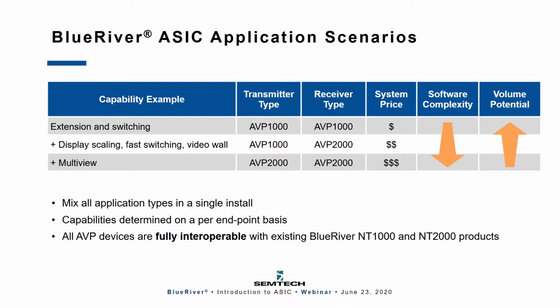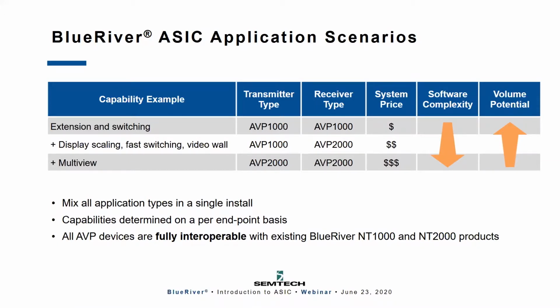If you want more advanced features such as scaling or fast switching, as I mentioned earlier, and video wall mode, you still only need an AVP 1000 in your transmitter, so you can still use a very low cost based transmitter. On the receiver side, by making that an AVP 2000 based receiver, you can do all the AV processing, scaling, switching, video wall modes. Of course, the system price is a little higher, the software complexity goes up a little bit.